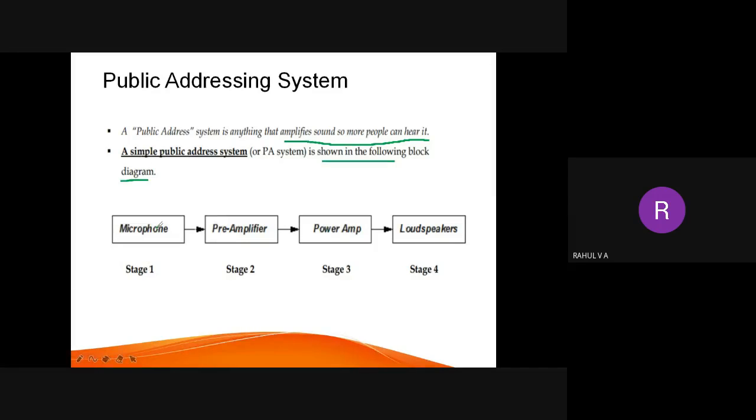Electric signal. That's the correct answer. It will convert it into an electric signal. So now also I am using a mic to take this class. What I am doing is connecting my mic to my laptop, and from there I am taking the class.